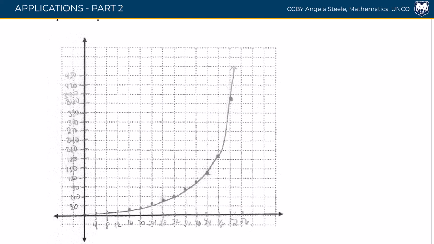All right, this right here is what your graph should look like. Make sure you have labeled your input and output. Your input is time since leaving the base, in minutes, and the output is the distance in miles from the base.